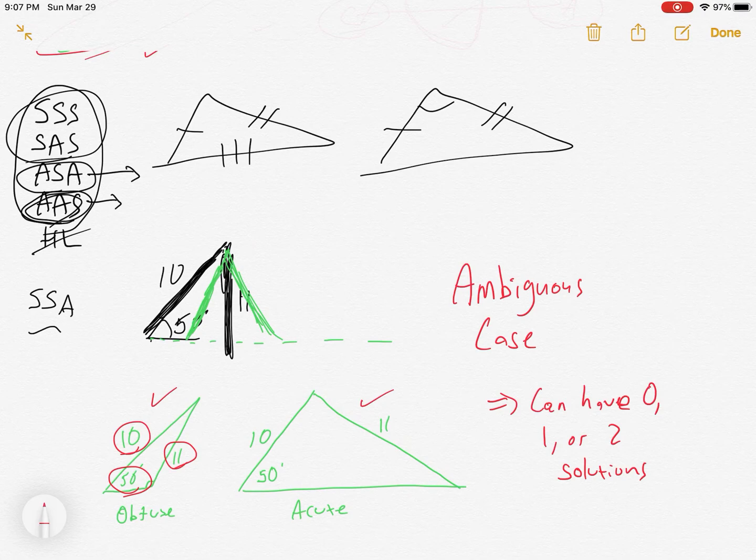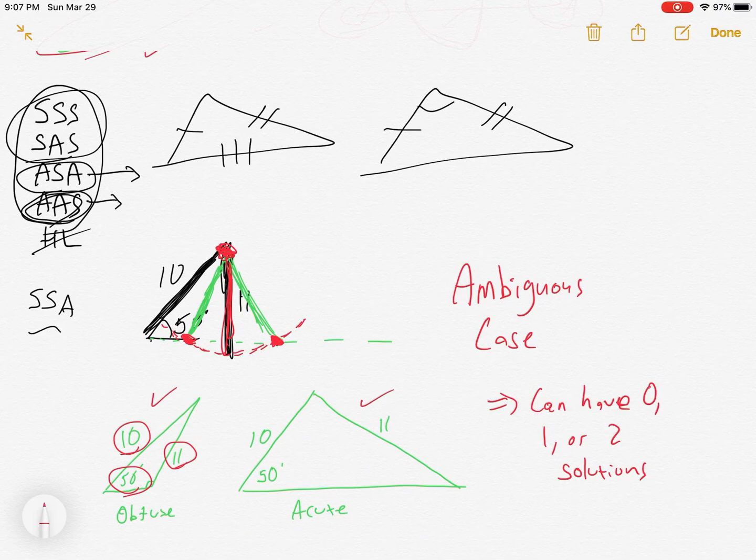So sometimes I call this, or some call it the swinging gate, because imagine this 11 side's like a gate, and as you swing it, here's like the hinge here, it follows like a path like that, right? And so here it touches the line, here it touches the line. So those are the two places you can make a triangle.